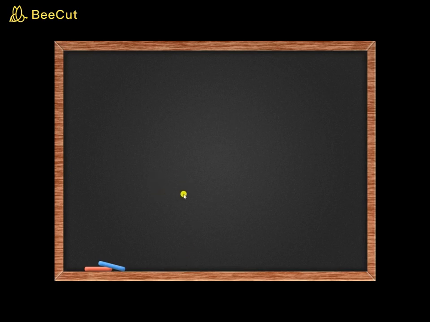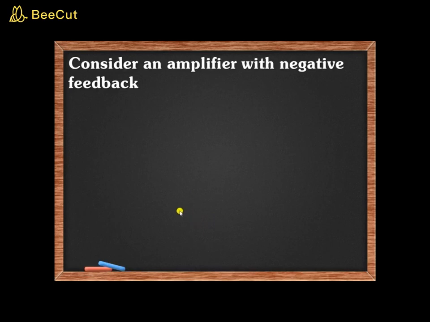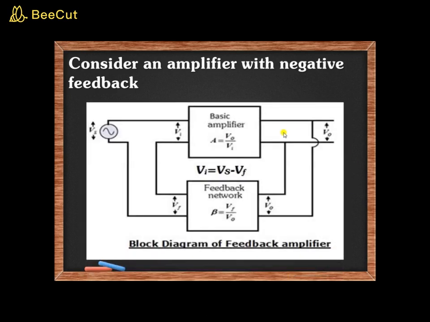So now let me consider an amplifier with negative feedback. For the last time, whenever I use the word negative feedback, it stands for voltage series negative feedback. You can observe this diagram. It is an amplifier with negative feedback. Here, this is a basic amplifier, or I can also call this the internal amplifier. For this amplifier, if I give the input as Vi, it will amplify this input and give the output as Vo.